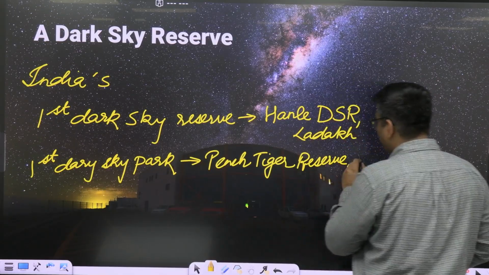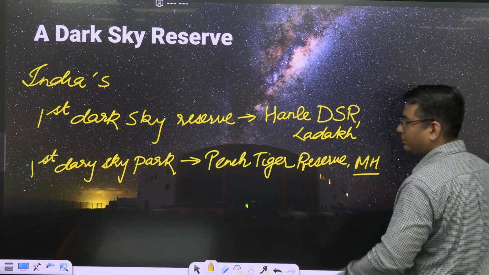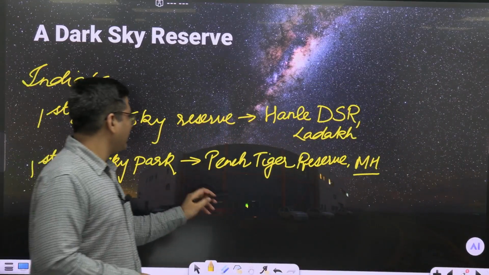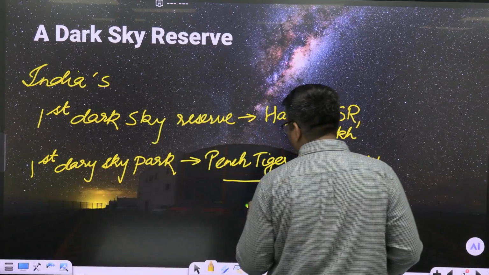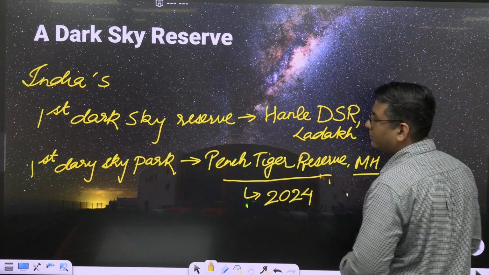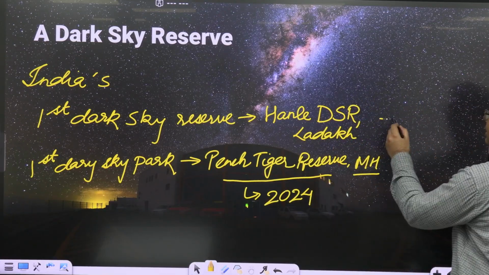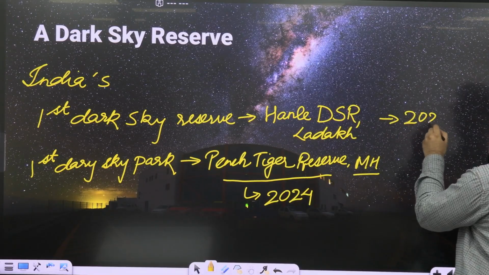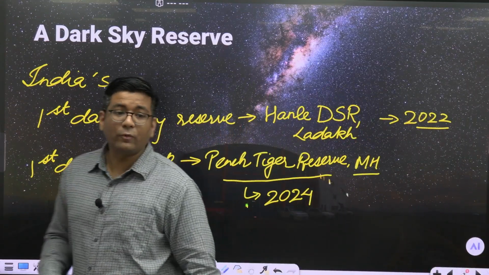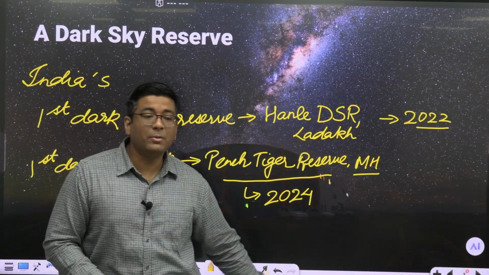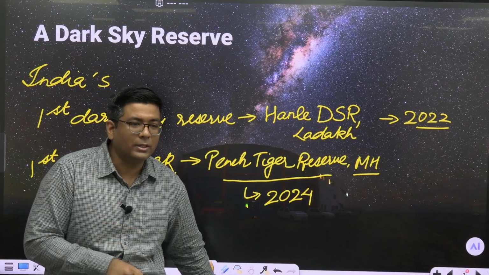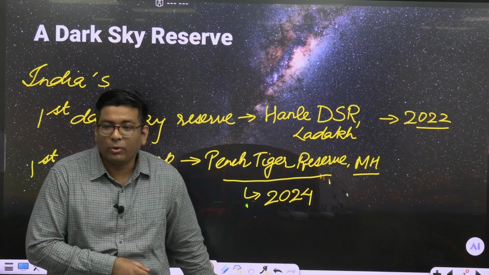This is in Maharashtra. Okay, so this was declared a dark sky park in 2024. It has been a dark sky reserve since 2022. If you ever want to visit this particular place, September to March is the ideal time. We just missed the window this year. Next year you may want to go here.